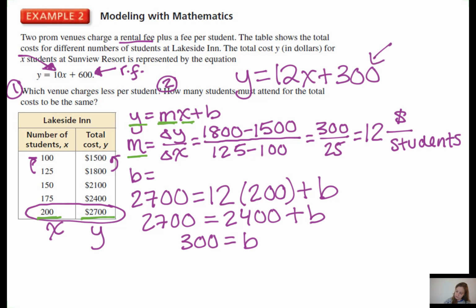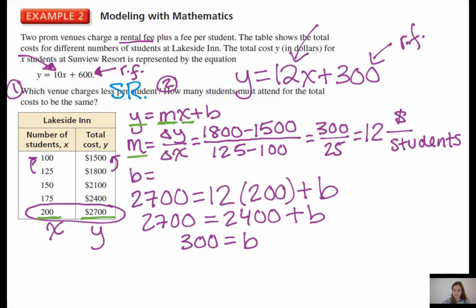So 300 is the rental fee, and $12 is the cost per student. So which venue charges less per student? Well, it's 10 versus $12. Therefore, the $10 is less. So I'm going to write Sunview Resort. I'm just going to put an SR over that question.